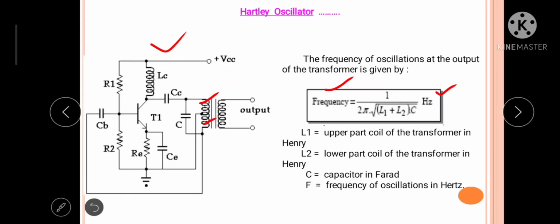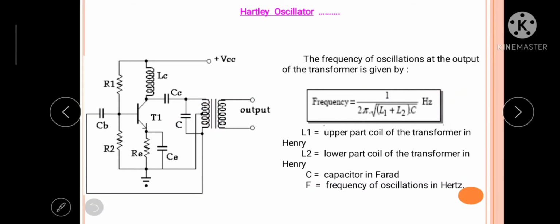The third term is C, which is the capacitor in farad. This capacitor is actually this capacitor whose unit is taken in farad. And of course, F is the frequency of oscillation in Hertz, which is given by this particular formula.